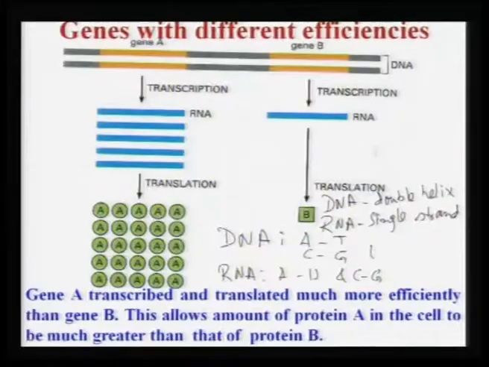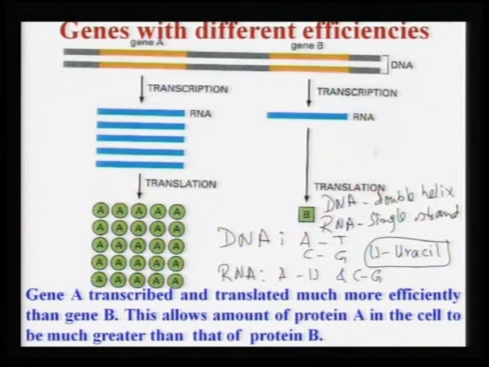What is U? U is known as uracil. That is another different base. U means uracil. So, in RNA the base pairing would be AU and CG. So, this is the second difference.